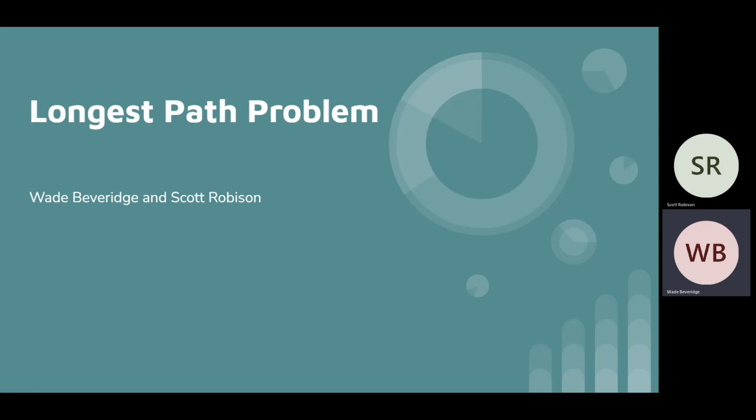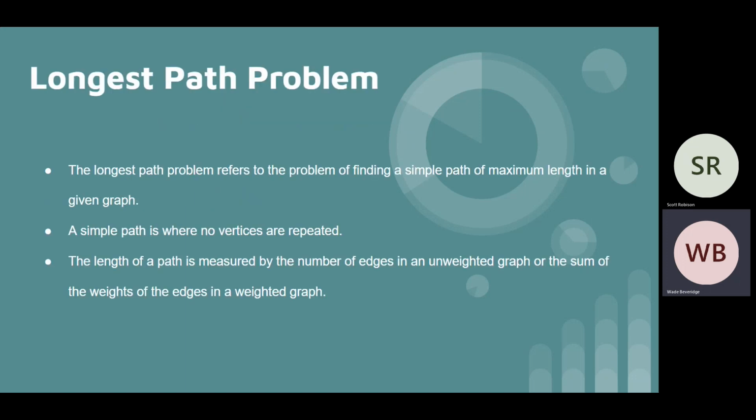So today we're going to talk about the longest path problem and why it is NP hard. What the longest path problem is, we need to find the longest simple path through any given graph. A simple path is just one where we don't repeat any vertices. And the length of a path is measured either by the number of edges that we go through if it's an unweighted graph, or the sum of all the weights of the edges in a weighted graph.